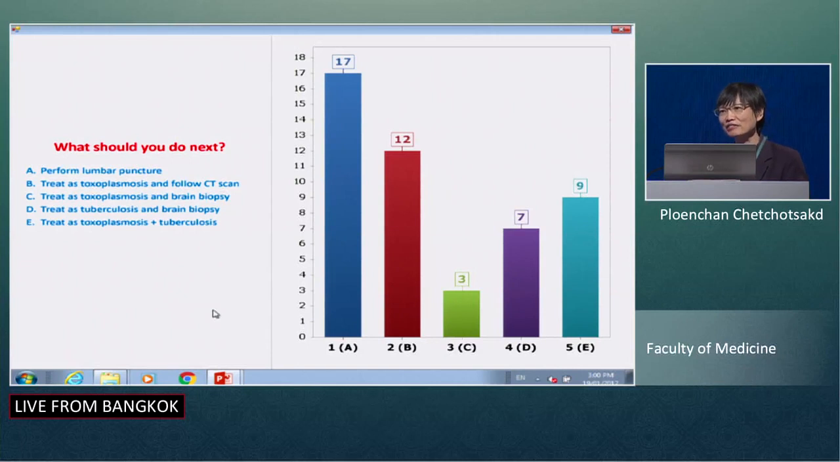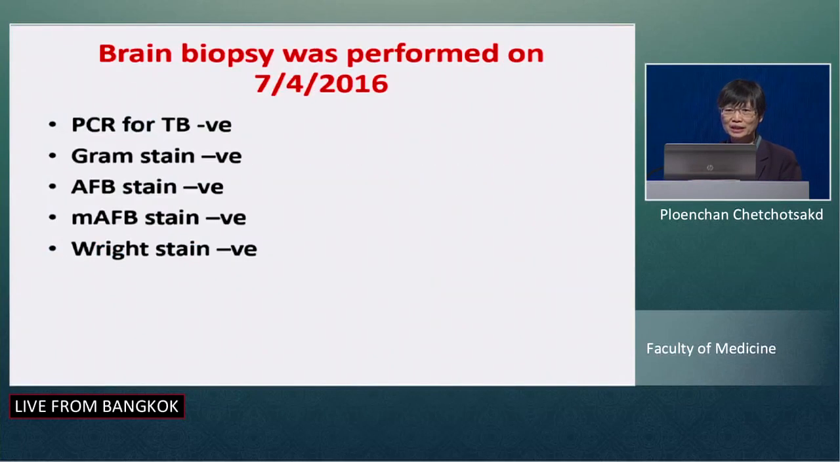She has brain swelling but no midline shift, so I'm quite scared to do the lumbar puncture on her. So we chose B. We treated her as toxoplasmosis and then did the brain biopsy. The brain biopsy was done and the PCR for TB was negative, the gram stain was negative, everything negative.